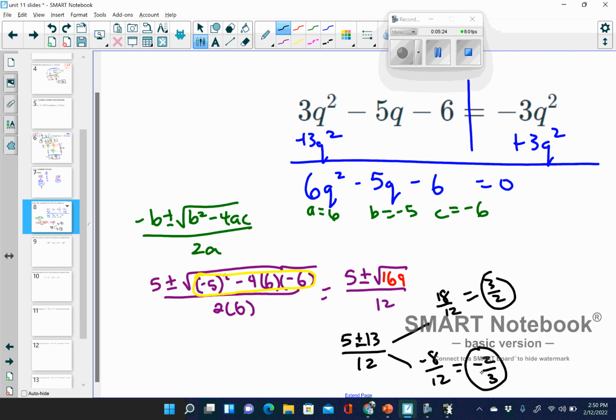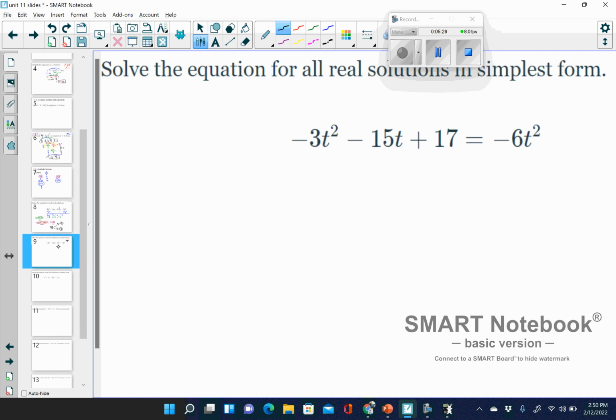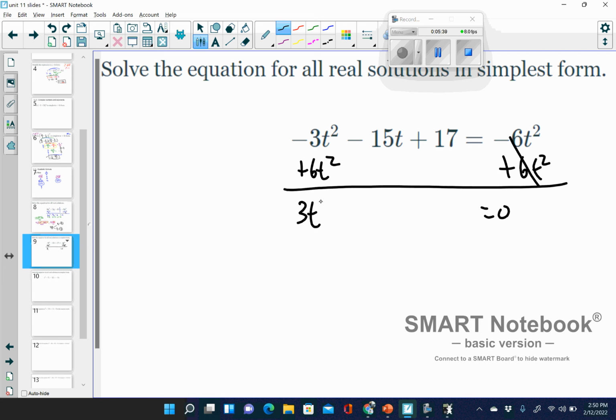Okay. Next one, we're going to do something very similar. So it says solve. So we're going to add our 6t squared plus 6t squared. So this is going to cancel out and give us 0, which is what we want. That's what we always want to start doing. 3t squared minus 15t plus 17. And again, if you were to try to do AC method, it would not work. So we're going to use our handy dandy quadratic formula.